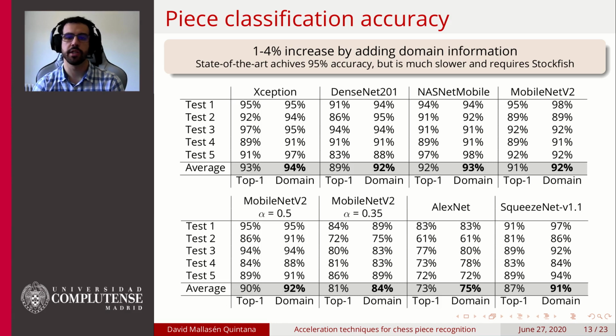Here we can see the accuracies that we have reached using the different CNN models. Instead of simply using the top 1 value, we have gained between 1 and 4% accuracy by adding domain information to the probability vectors, as we have seen earlier.